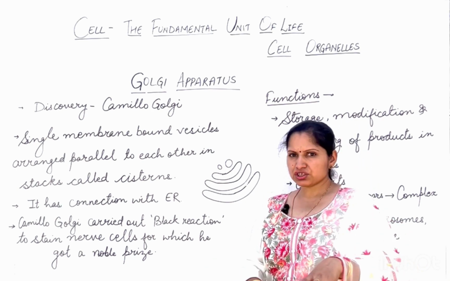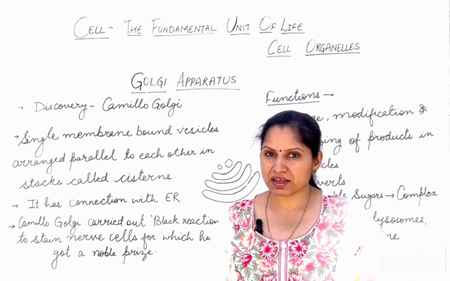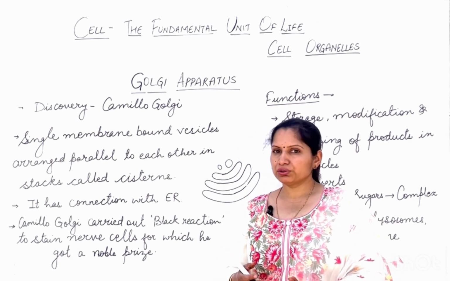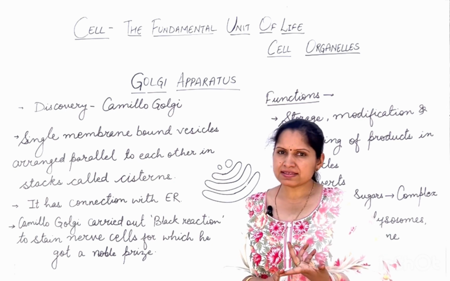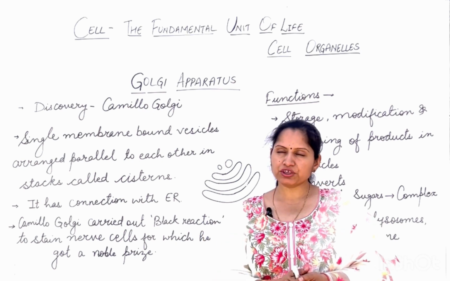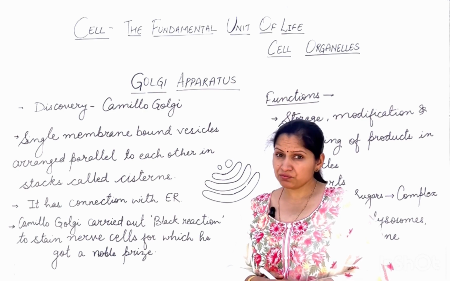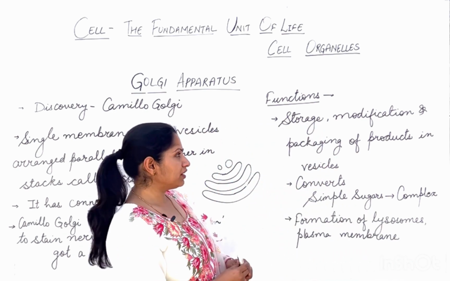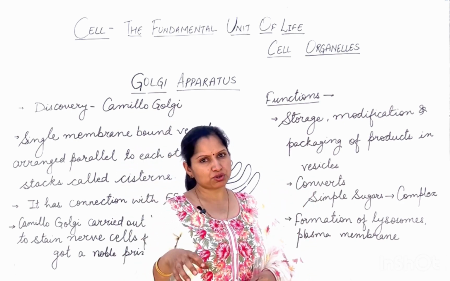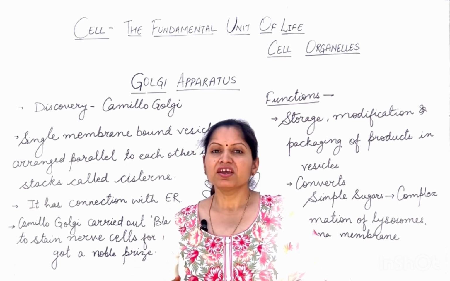This Golgi apparatus is in close connection with the endoplasmic reticulum. It is present close to the endoplasmic reticulum, and that is also for a reason. Endoplasmic reticulum, you all know, synthesizes proteins and fats. Rough endoplasmic reticulum synthesizes proteins, smooth endoplasmic reticulum synthesizes fats. And the function of the Golgi apparatus is the storage, modification, and packaging of all these products in vesicles and sending them to the places where they are required.